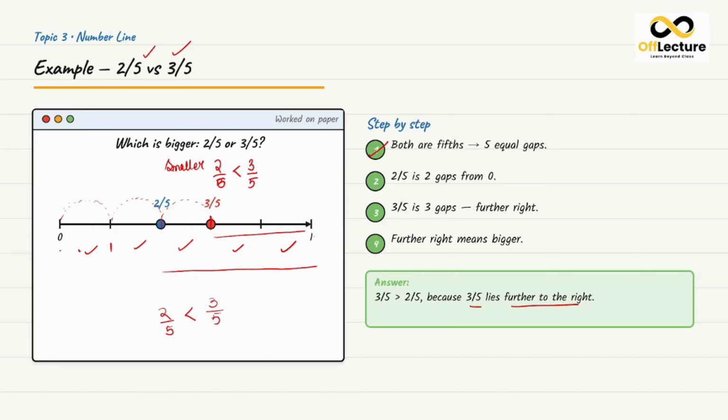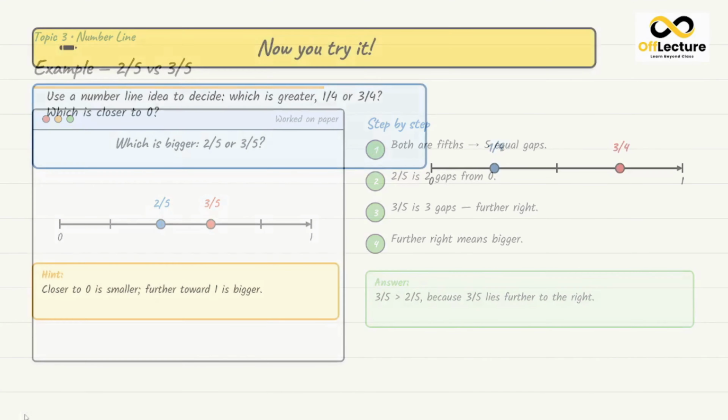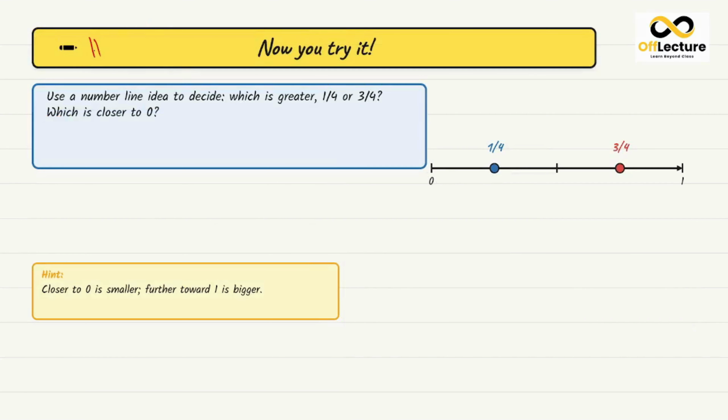Let's do one more quick example for you. You have to use a number line and decide which is greater, 1 by 4 or 3 by 4. That is, which is closer to 0. The hint is that closer to 0 means smaller and further towards 1 is bigger. So let's try it yourself and then we will see the solution.